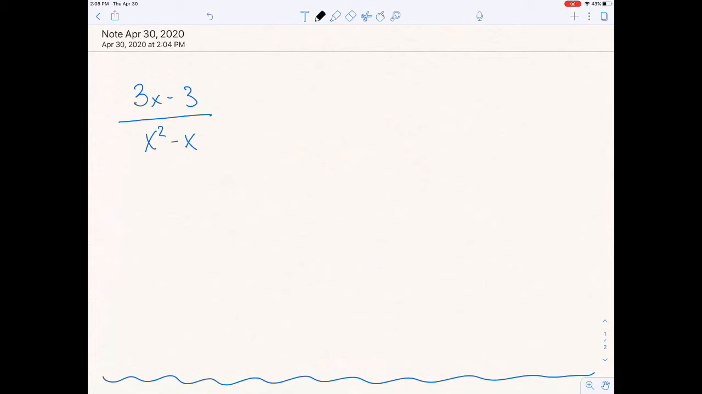Let's start with the concept here. The concept of these problems is that you want to do a few things. You want to factor as much as you possibly can. You want to cancel out as much as you possibly can. And then you want to remultiply as much as is possible.